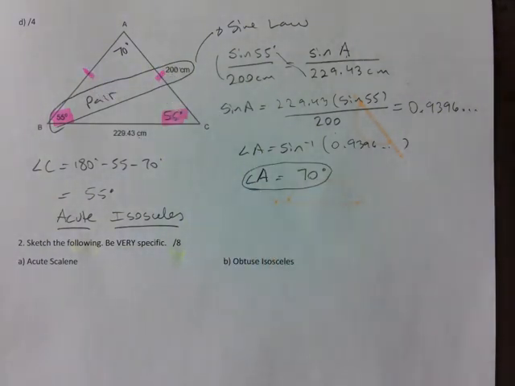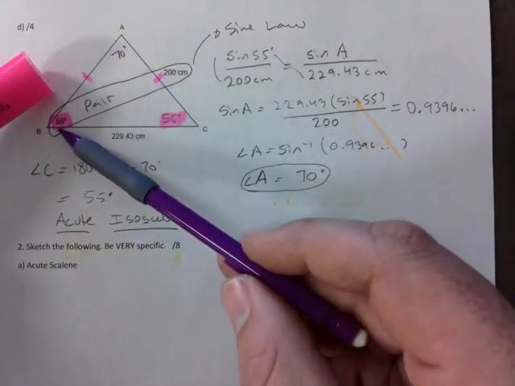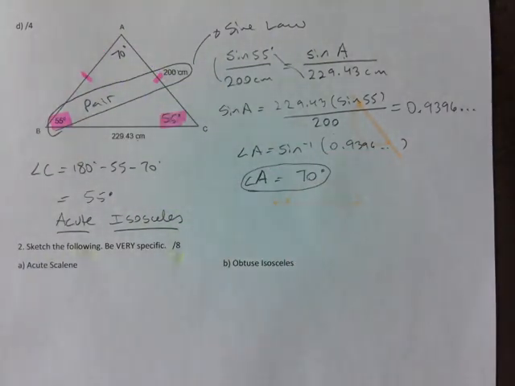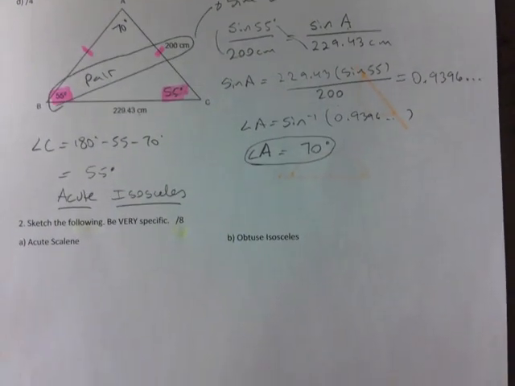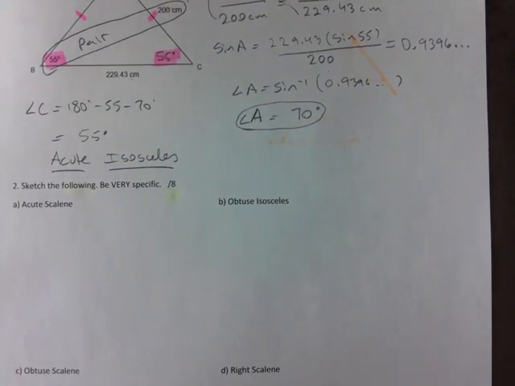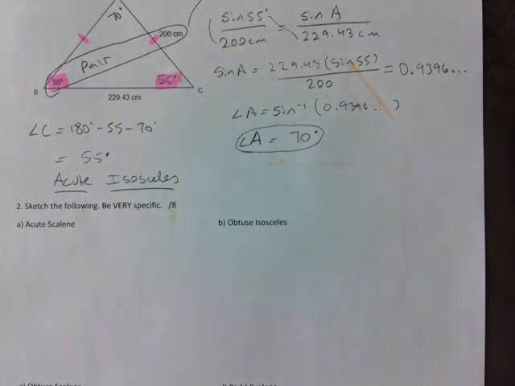Could you have continued sine law to figure out the side length? Yes, you could have, and your answer would have been 200 centimeters. I can guarantee you that if you did it correctly. But I'm stopping there. You don't need to do that because you know properties, right? It's a little overkill, these questions, they are. But I'm reviewing trig. That's why I'm doing that.